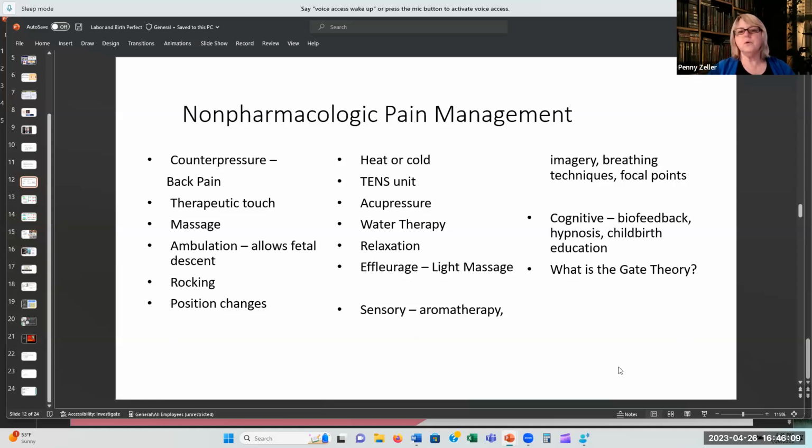Okay, so effleurage is usually what the patient does, the client does. Water therapy, you've seen that. TENS units, imagery. I can say I've never seen hypnosis.